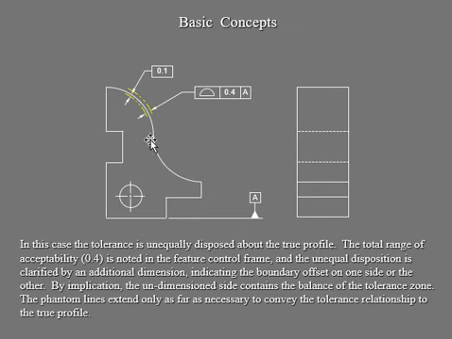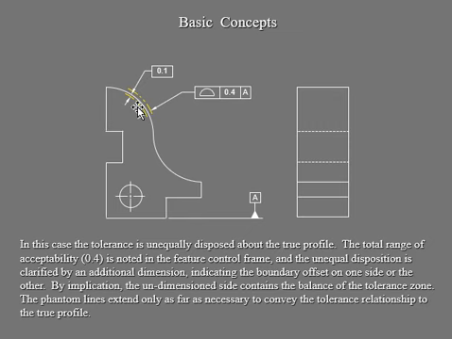Your true profile is this white line right there. So the total range of acceptability, which is defined here in your control frame, is 0.4. You can see that the unequal disposition is because of the additional dimension, 0.1 right there. It's just showing you the boundary can offset on one side.